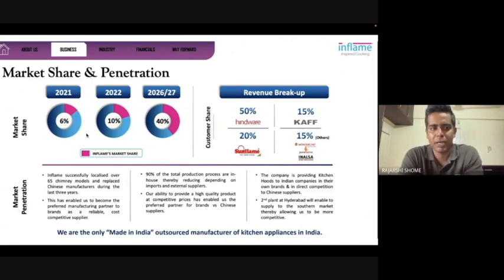So say, for example, if the market share truly becomes 40% in 26-27, I'm pretty sure they'll have more than 15, 20, 30, 40 clients there. Okay, so that's the thing.